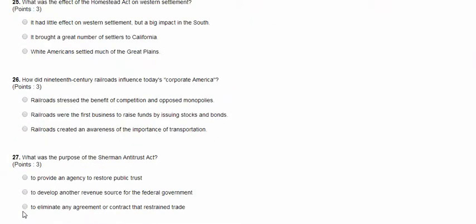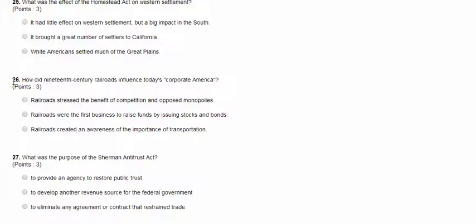Number 25, what was the effect of the Homestead Act on Western settlement? It had little effect on Western settlement, but a big impact in the South. It brought a great number of settlers to California. White Americans settled much of the Great Plains.